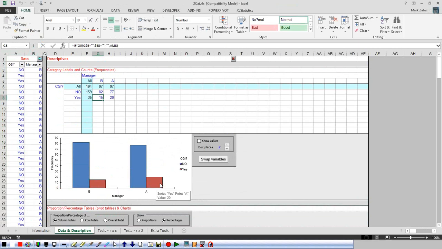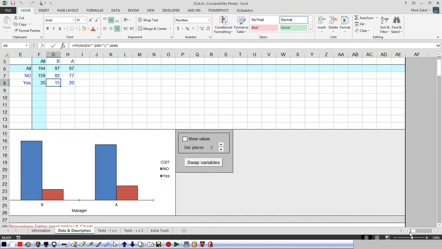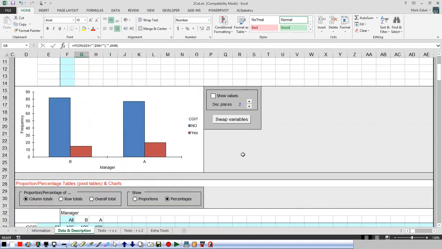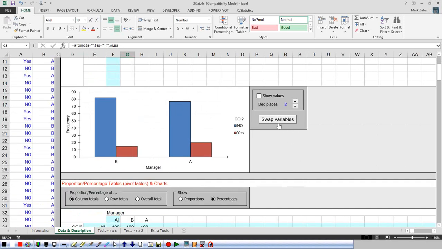So just as a gut check, let me swap this. Let's see if I can blow this up a little bit, and then I'll swap the variables. And I'll ask you guys which one you think is more illuminating. This one or this one? Which one seems a little easier to read or interpret? I guess the second one, because you can immediately do the comparison. If you're worried about CGI being yes, you can see it. That's what I think, too.